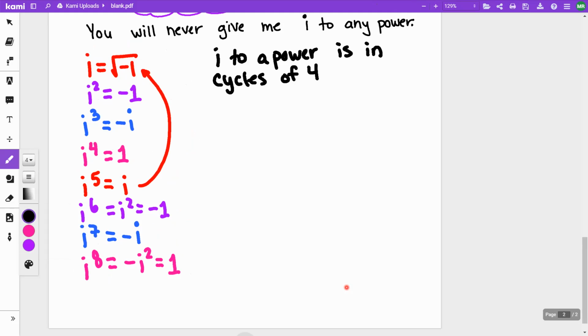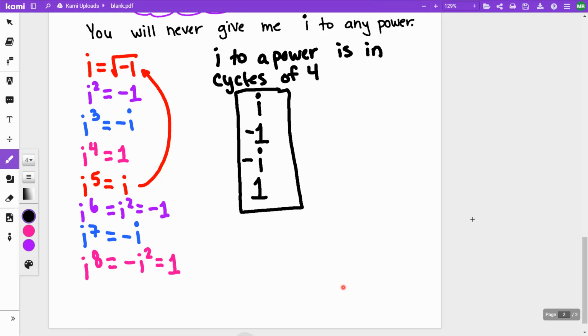So you need to understand the following. i, -1, that's the next one, -i, and then 1. This is our cycle of 4 for i to any power. So you can sit here and go, this would be i squared, i cubed, i to the fourth, fifth, sixth, seventh, eighth, 9th, 10th, 11th, 12th, 13th, 14th, 15th, 16th. You can go through that and continue, or you could figure out where you are in the cycle.